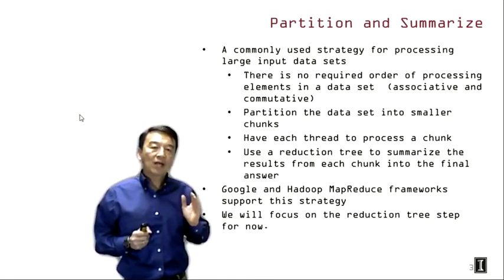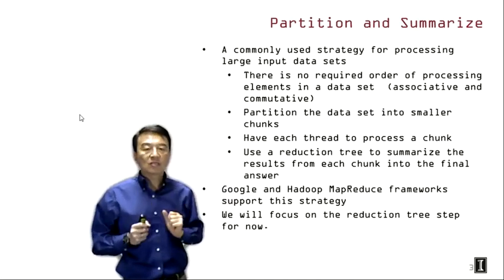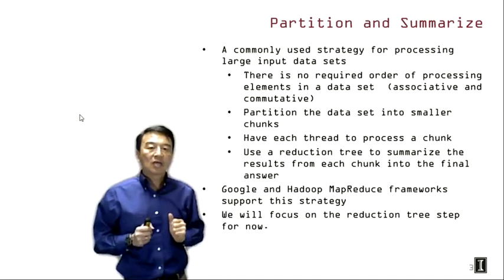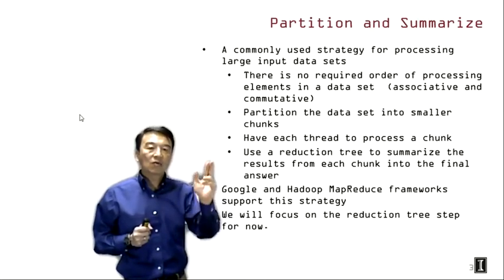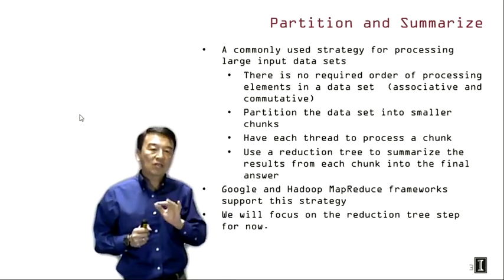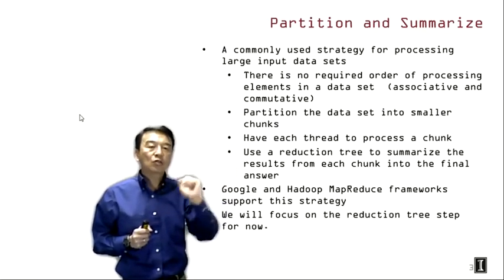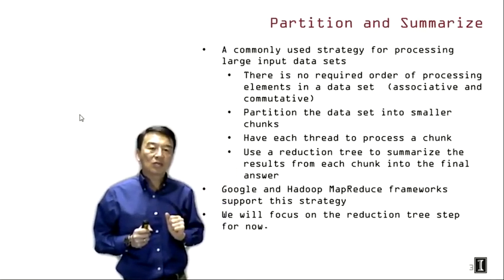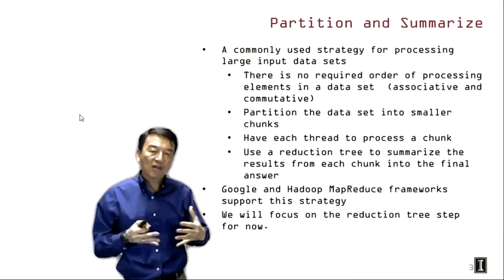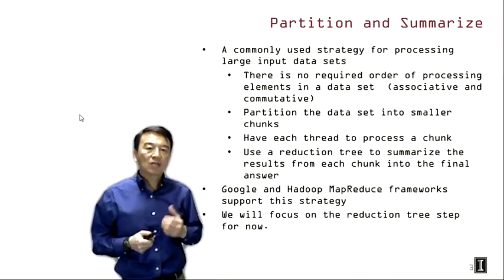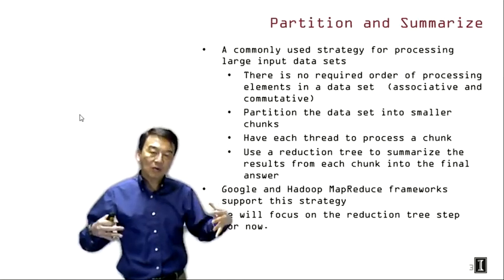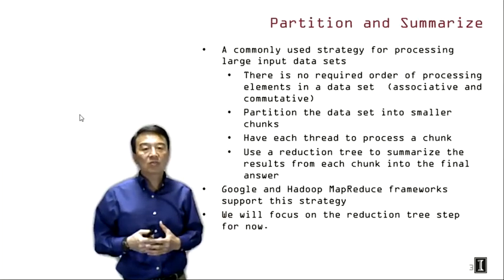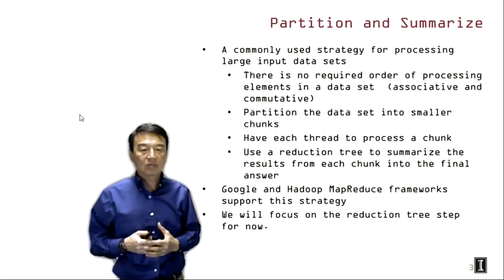When we apply the strategy, we'll first partition the data set into smaller chunks. And then we have every thread process a chunk. And in the end, we would generate results for all these chunks. And we use a reduction tree to summarize the results from the chunks into the final answer. So the reduction is going to be the critical step in the end to be able to assemble all the partial results into the final result.